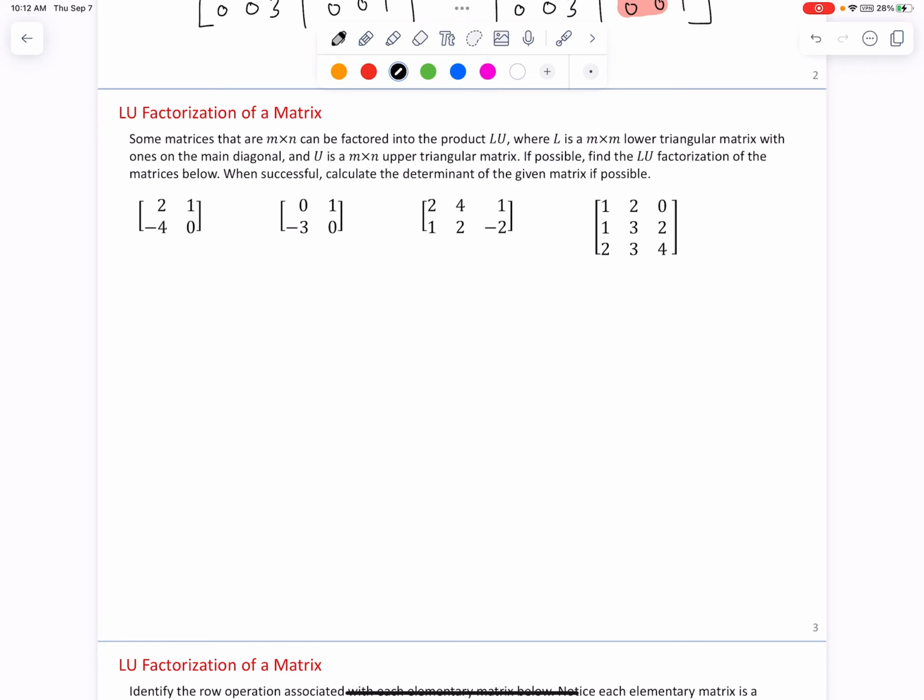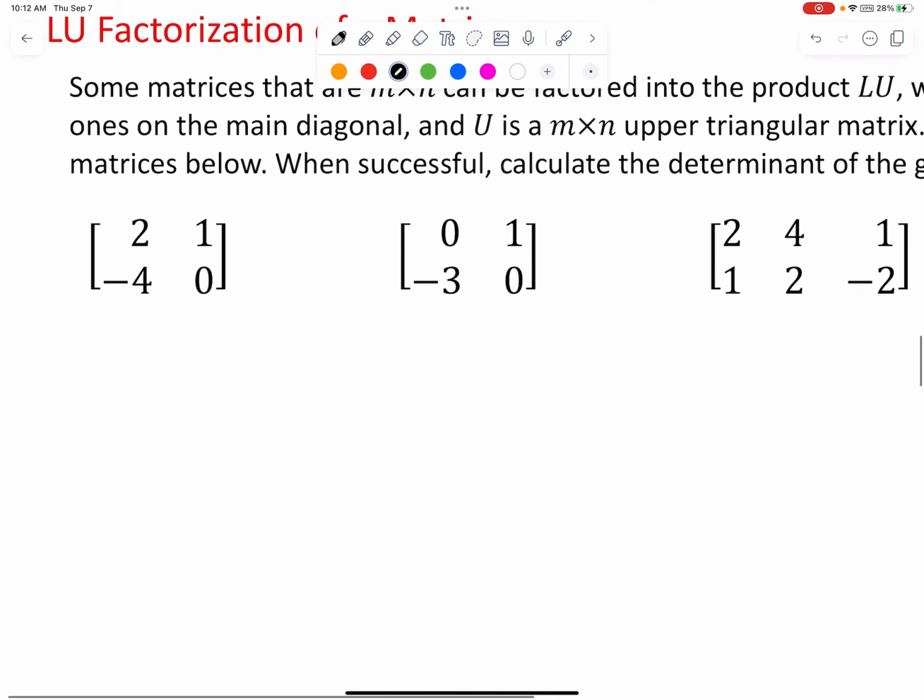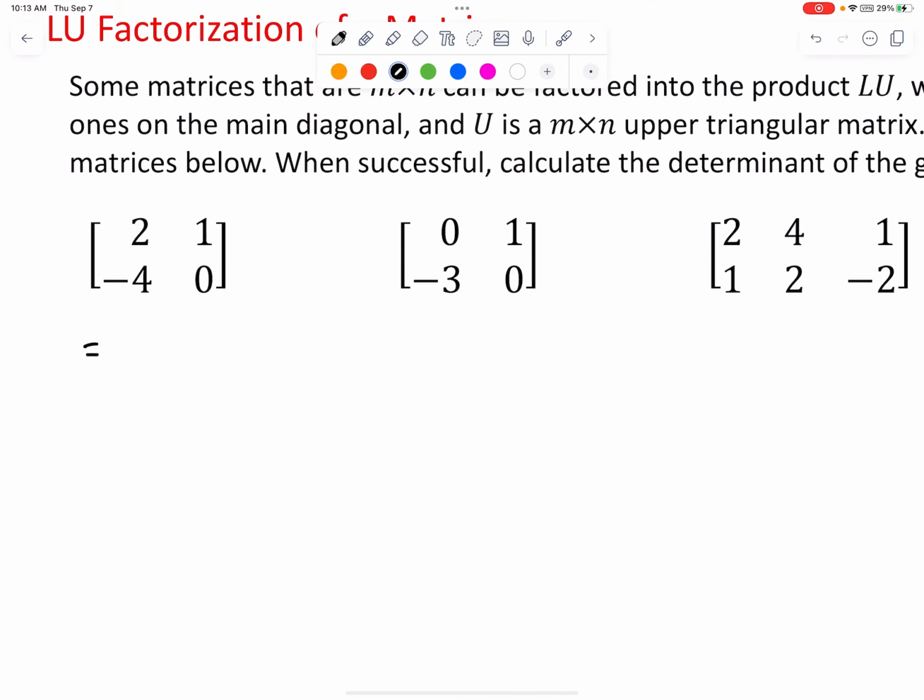If possible, find the LU factorization of the matrices below. When successful, calculate the determinant of the given matrix if possible. Okay, let's focus on this first one. The goal here is to express this matrix as the product of a lower square triangular matrix and an upper, potentially non-square triangular matrix. Now, this matrix we're focusing on is a 2 by 2, so L would also have to be a 2 by 2 matrix, and that's going to force U to also be 2 by 2, so that the end result is 2 by 2.